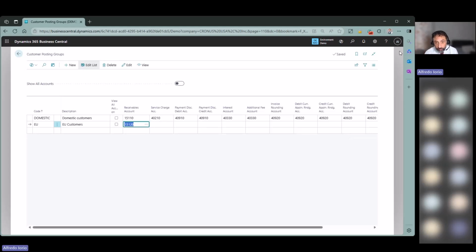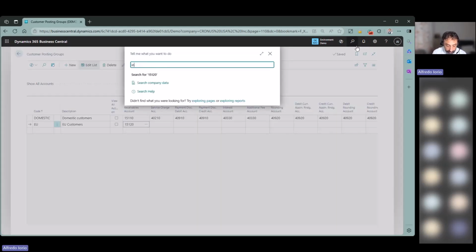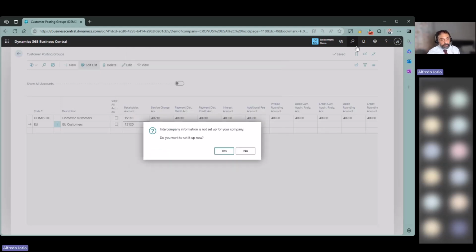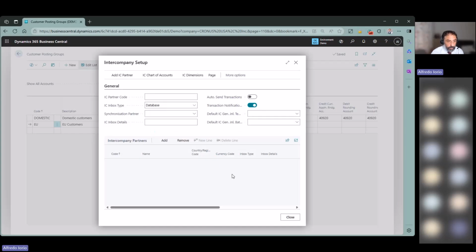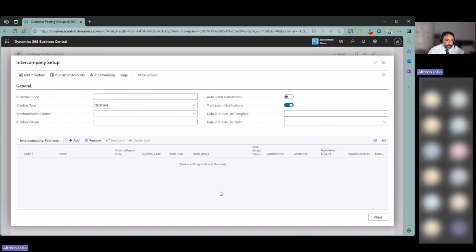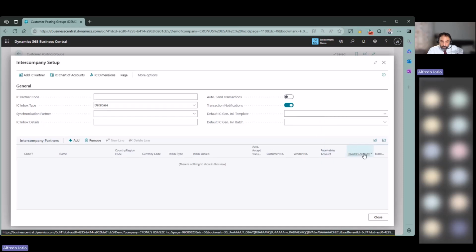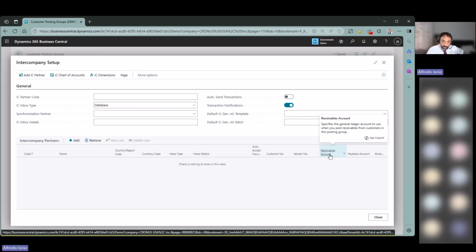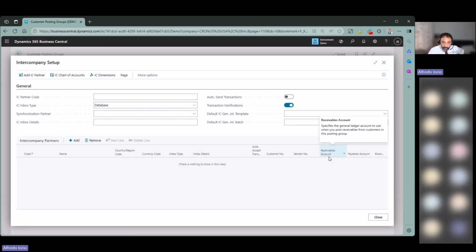However, in that case, what are we going to do? We're going to look at intercompany partners, right? And so intercompany partners, my intercompany information is still set up. You can see that here we have the intercompany payables and receivable account. So each intercompany partner, customers or vendors, will have its own receivables and payables accounts in the intercompany setup.